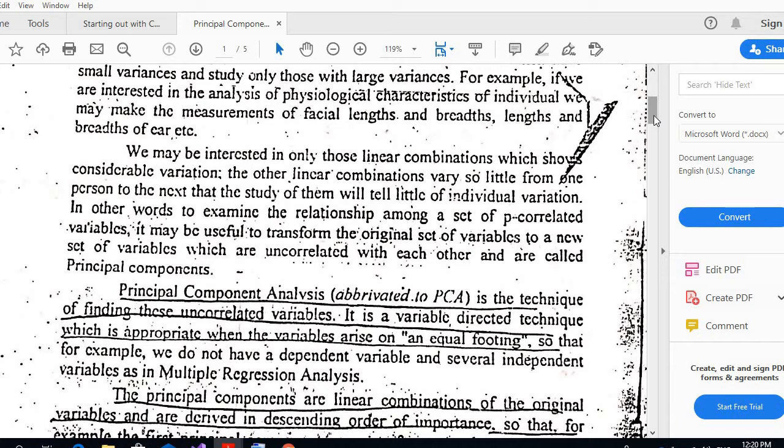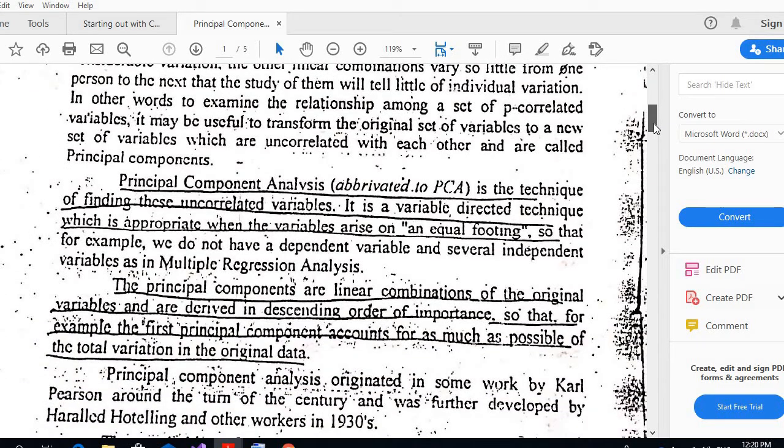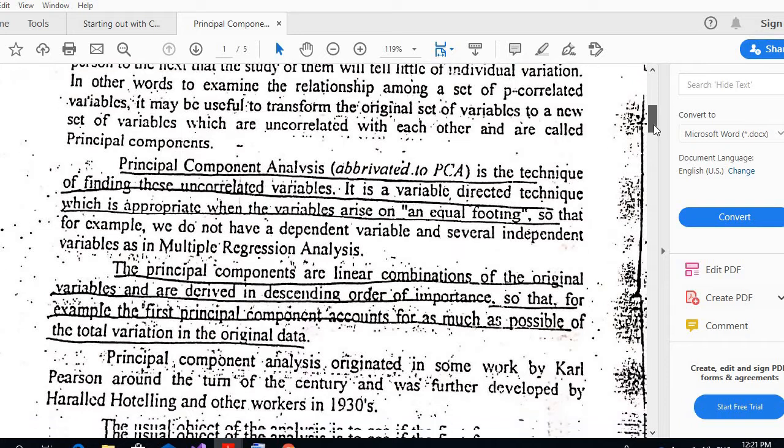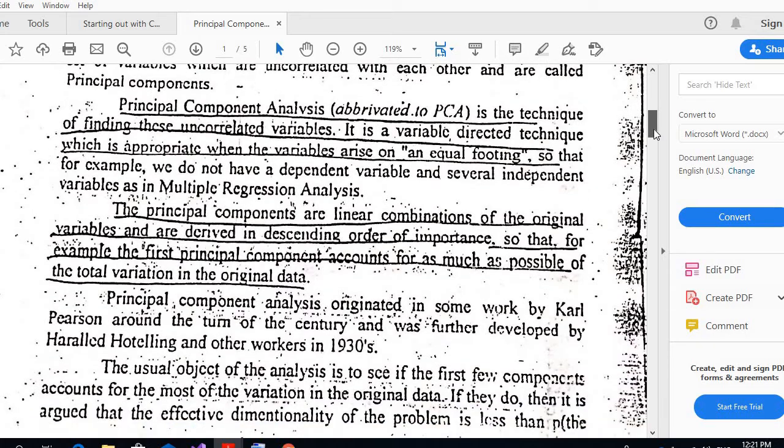to a new set of variables which are uncorrelated with each other and called principal components. Principal components is a technique of finding those uncorrelated variables. It is a variable-directed technique which is appropriate when the variables arise on an equal footing, so that, for example, we do not have a dependent variable and several independent variables as in multiple regression analysis.